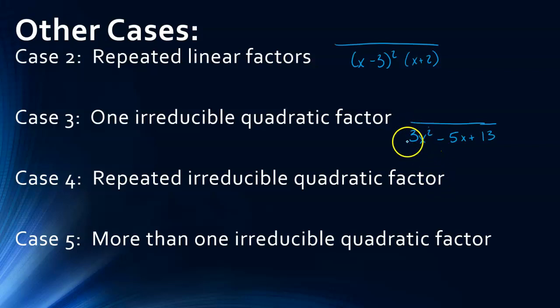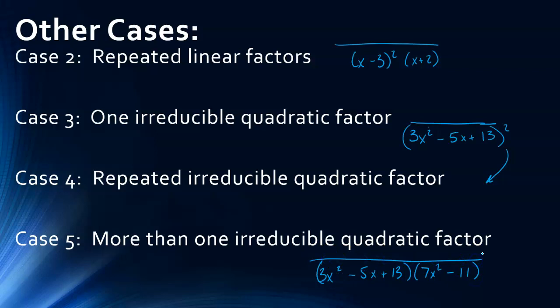That's just where we would have something like that in the denominator, where it would be squared. And then we could have more than one irreducible quadratic factor. That's where we would have something like 3x squared minus 5x plus 13 times another irreducible quadratic. Okay, so that's what they mean by those different cases. And so we're only going to focus on just this first one, where we just had a single linear, non-repeated factor in the denominator. So good luck now as you work on your assignment.